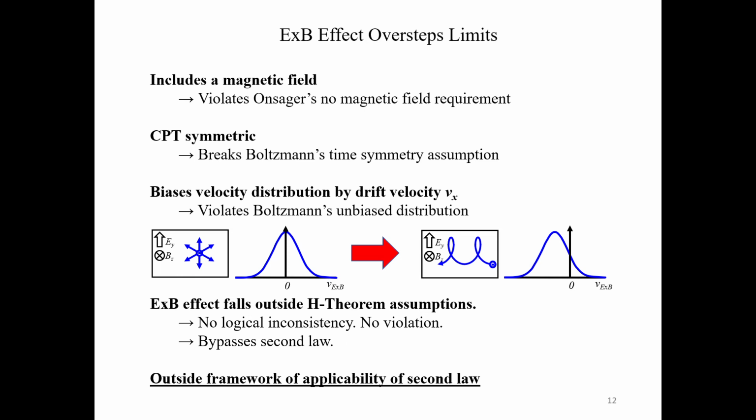Therefore, the E cross B effect falls outside the coverage of the H-theorem. There is no logical inconsistency and no violation of the second law. The E cross B effect simply bypasses the second law as defined by Boltzmann.